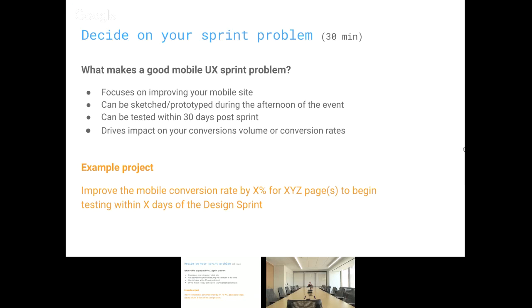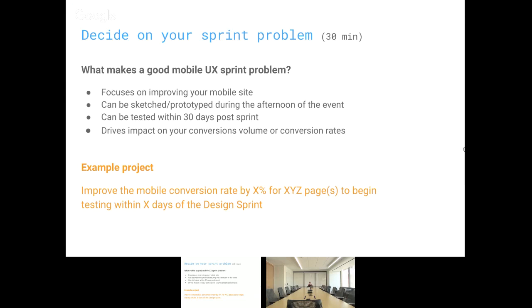Once you get into your Google Design Sprint and you've gone through the introduction, we recommend spending about 10 to 30 minutes making sure that everyone is aligned on the sprint problem that you'll be tackling. As you can tell from the name, the design sprints that we run are mobile UX design sprints. So below are what we think makes a good problem to tackle. It focuses on improving your mobile site, so we don't focus on apps or desktop. It can be sketched or prototyped during the afternoon of the event.